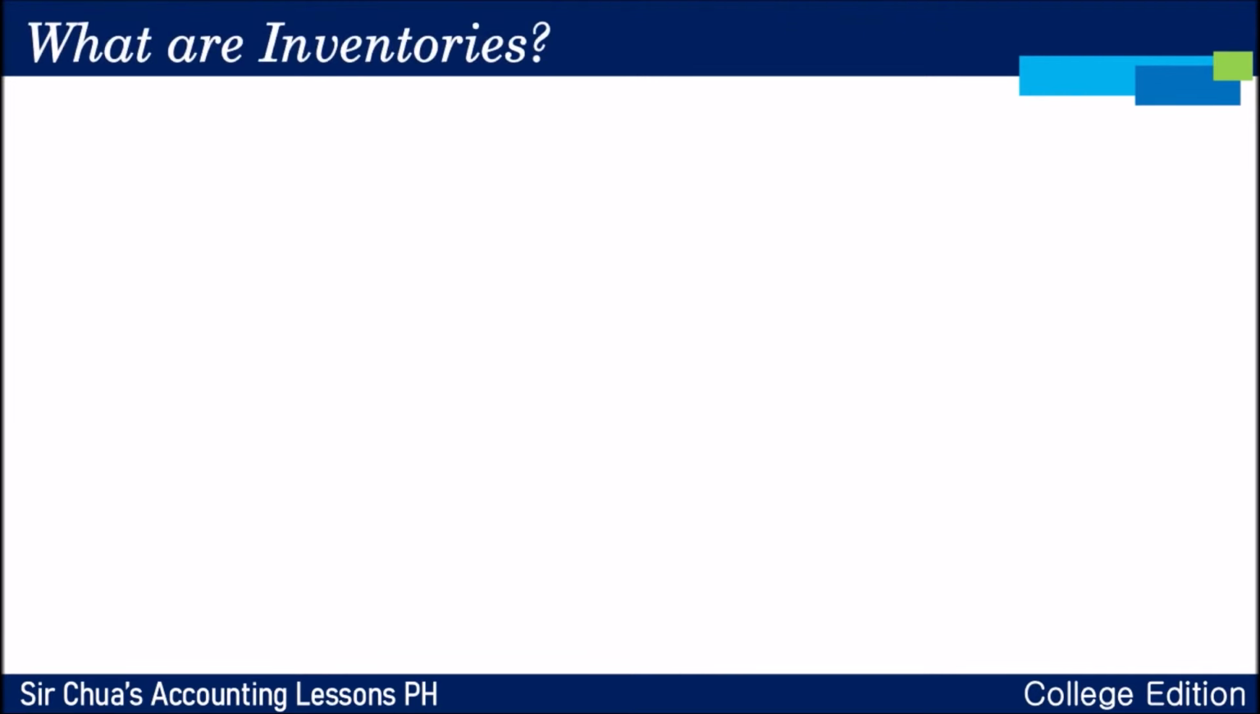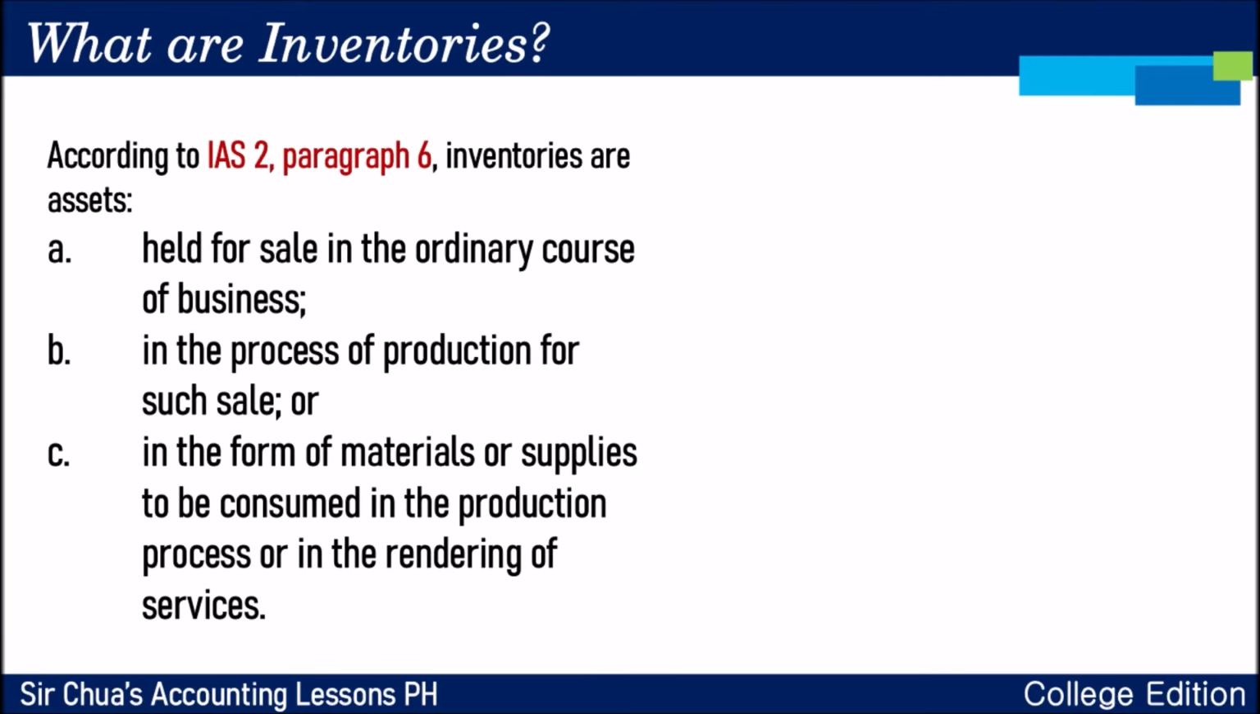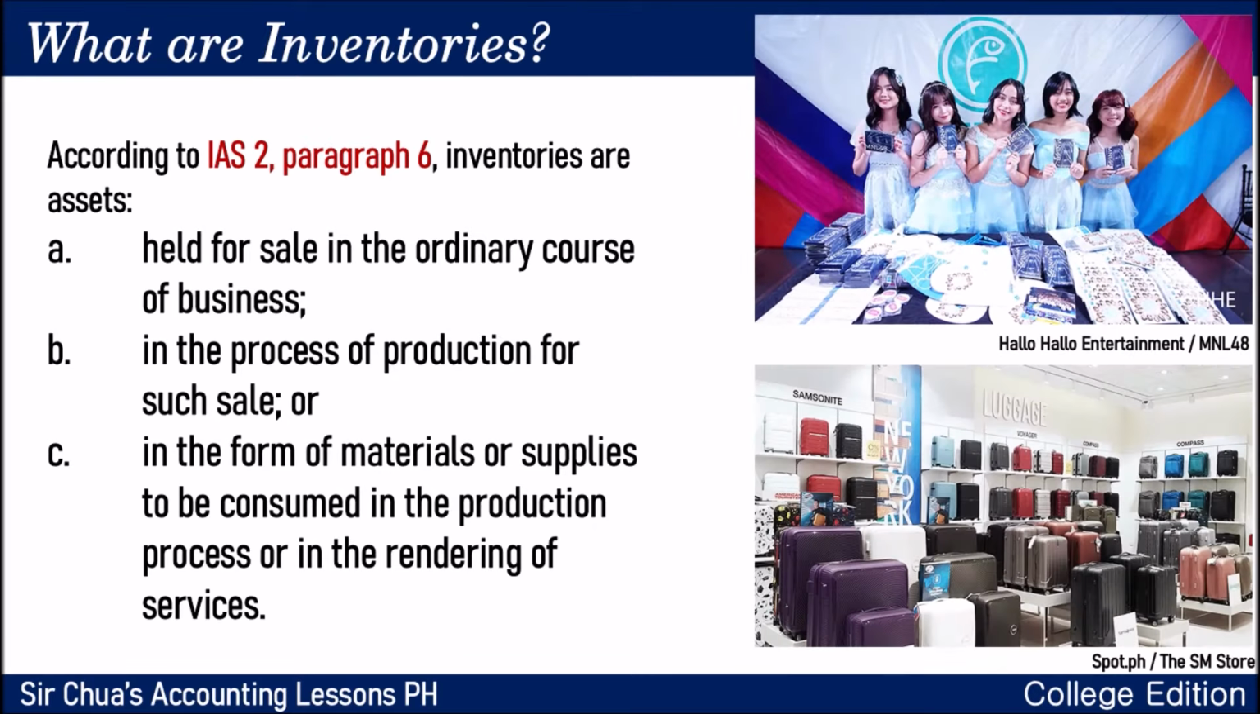Okay. So let's define inventories. According to IAS 2 paragraph 6, inventories are assets that are held for sale in the ordinary course of business, in the process of production for such sale, or in the form of materials or supplies to be consumed in the production process or in rendering of services. Okay. So yung letter A po natin, held for sale in the ordinary course of business.